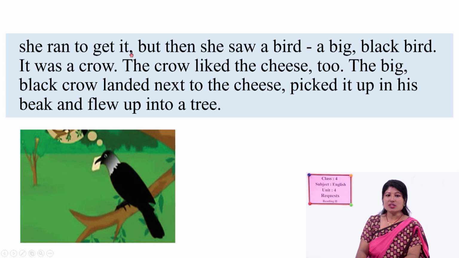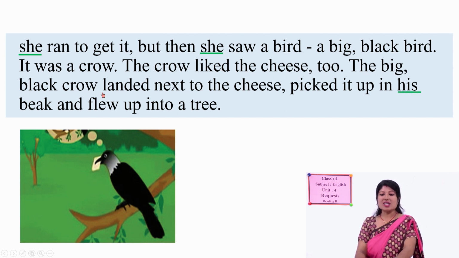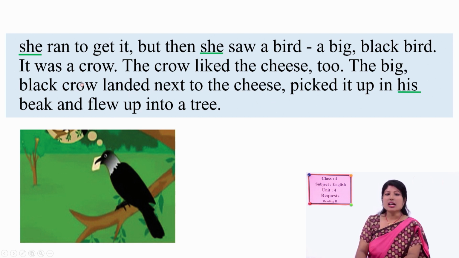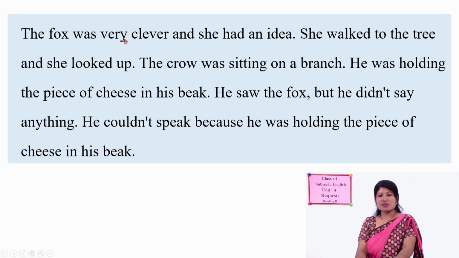She ran to get it, she over here, but then she saw a big black bird, and it was a crow. The crow liked the cheese too. The big black crow landed next to the cheese. Now crow is male, right? Crow is male. That's why he's big. The crow is male. The fox was very clever, and she, right? She over here.